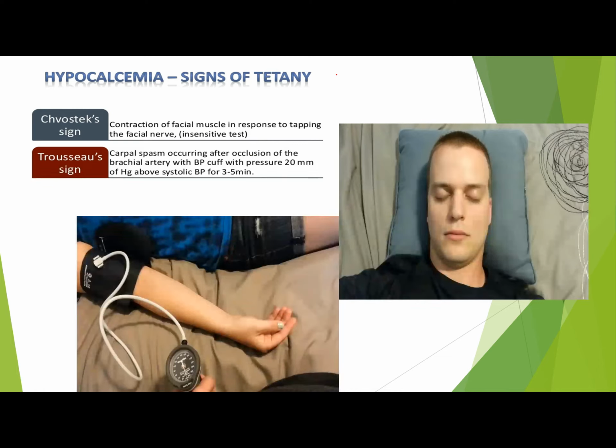So kapag Chvostek, there would be contraction of facial muscle in response to tapping the facial nerve. So kapag tinap mo yung facial nerve, class, there would be contraction of your facial muscle. Kapag naman Trousseau sign, there would be carpal spasm occurring after occlusion of the brachial artery with a BP cuff with a pressure of 20 millimeter of mercury above systolic BP for 3 to 5 minutes. So there would be carpal spasm near the brachial artery, class.